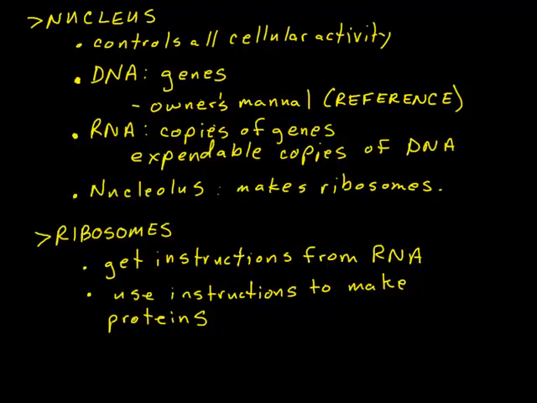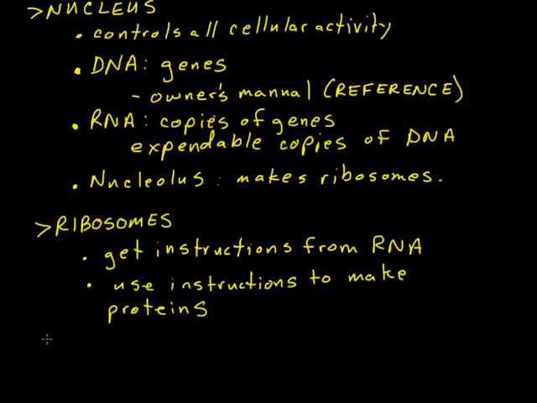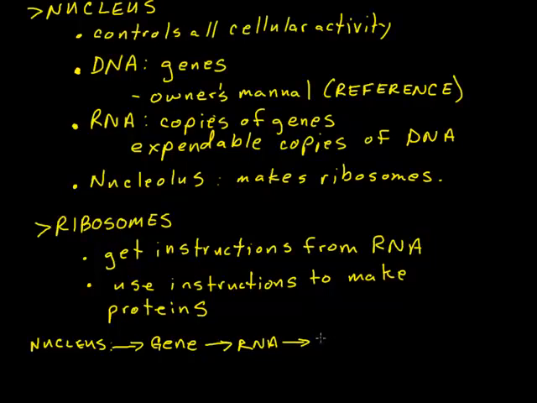Now, to expand on this a little bit, we need to consider the process. And basically what happens is the nucleus determines that something needs to happen, and so it accesses the correct gene that carries the instruction, or the correct pages, let's say, of the owner's manual, and from that point it makes an RNA copy, which is expendable, which leaves the nucleus and goes out to the ribosome, who reads the directions and uses it to make a protein. And that's the basic job of a ribosome.